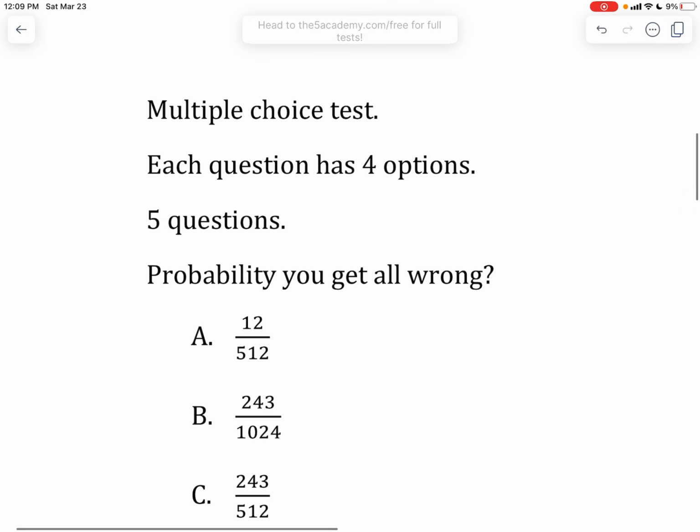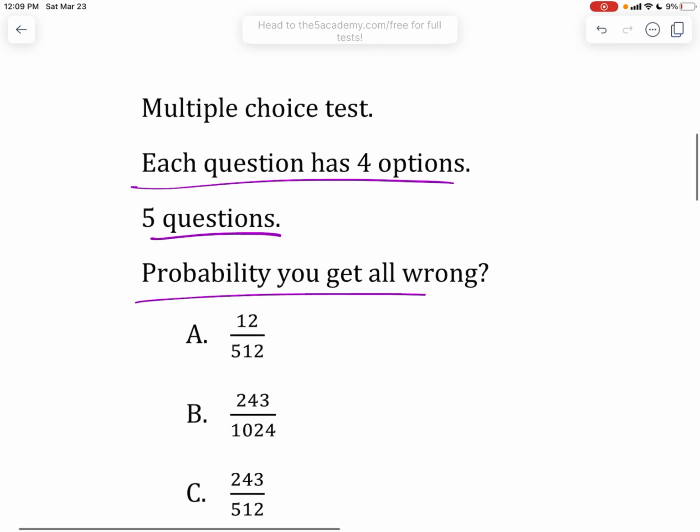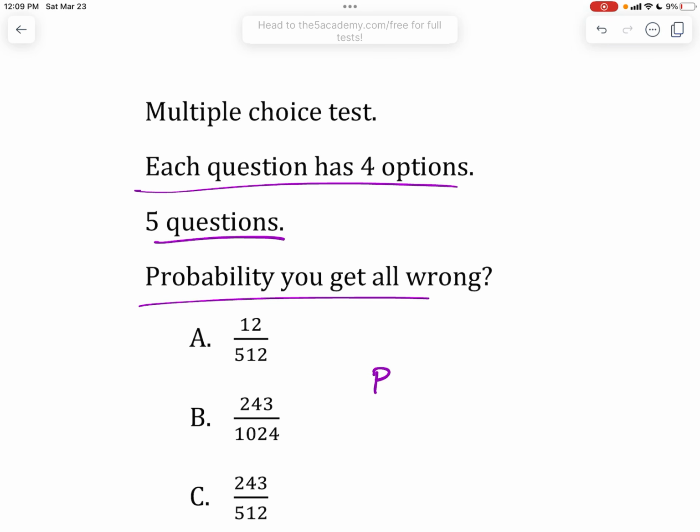You're doing a multiple choice test. Each question has 4 options. There are 5 questions on the test. So what's the probability that you get all of them wrong? Okay, so the probability of getting a question right is equal to what? Each question has 4 options, so it's just going to be 1 out of 4, right? One of them is correct. That's the assumption we're making here.